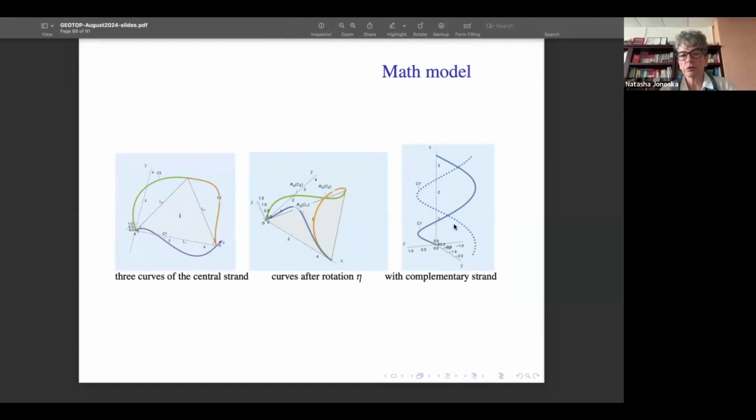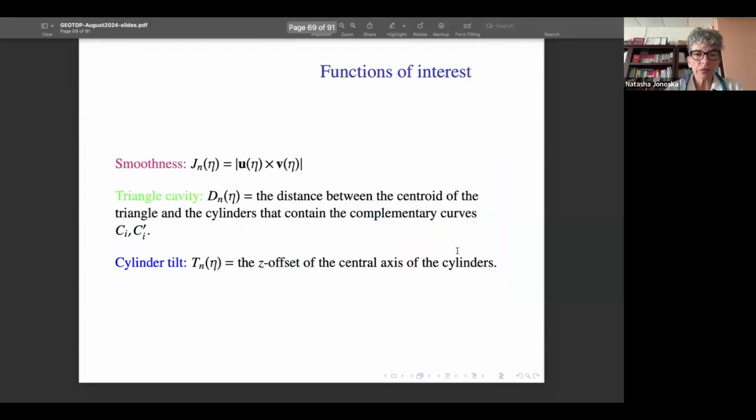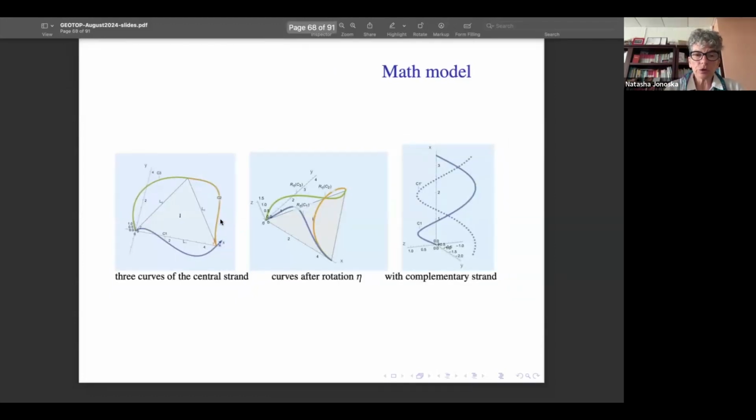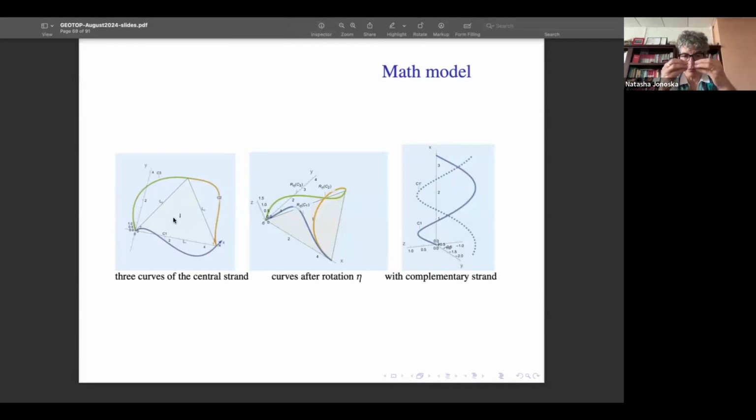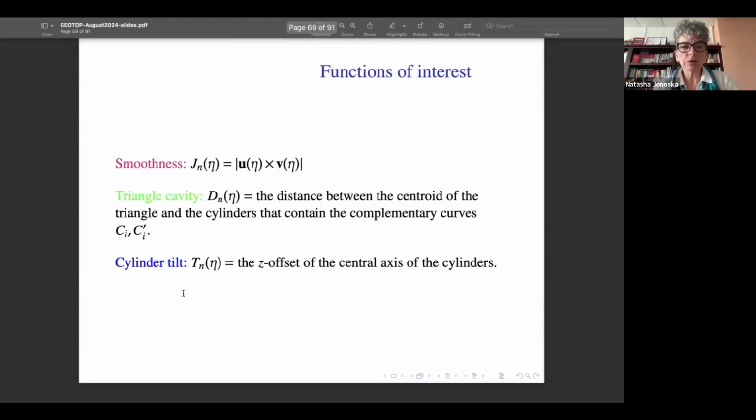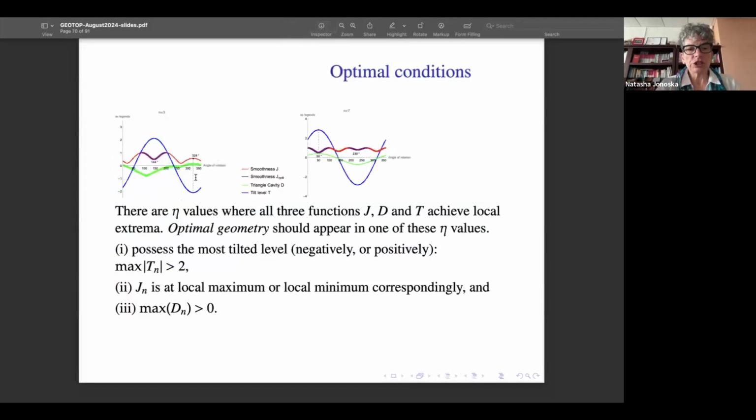Of course, we looked at the complementary strand as well. We looked at the smoothness, actually how smooth the connection between the 2 curves is. We looked at the triangle cavity, what happens in the middle, how far the molecules are in the center. And we looked at the cylinder tilt of the duplex, actually how tilted the cylinders are. And these are the curves that represent those measurements. So this is for n equals 3, and this is for n equals 7.